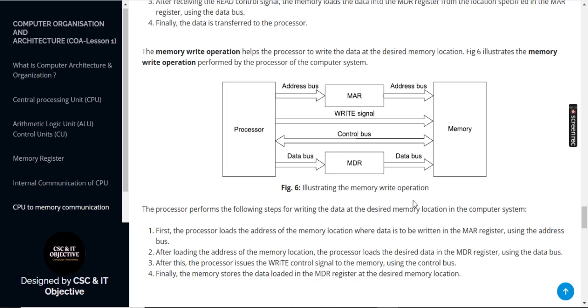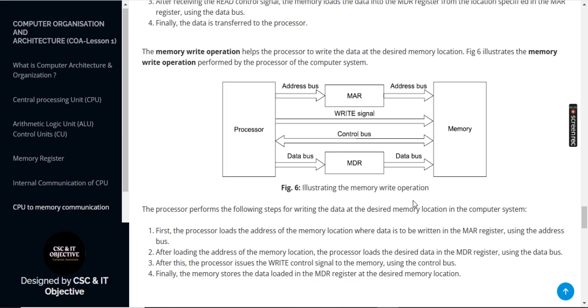The processor performs the following steps for writing the data at the desired memory location in the computer system. First of all, the processor loads the address of the memory location where data is to be written in the memory address register using the address bus. After loading the address of the memory location, the processor loads the desired data in the MDR register using the data bus.